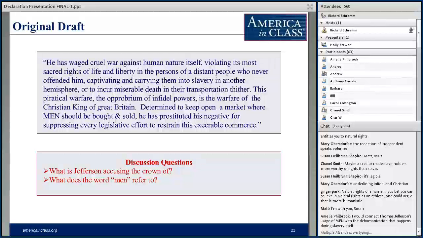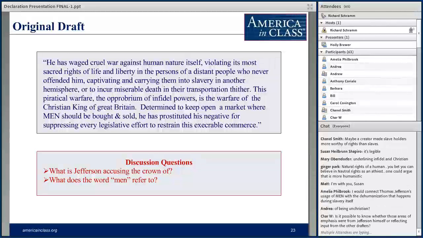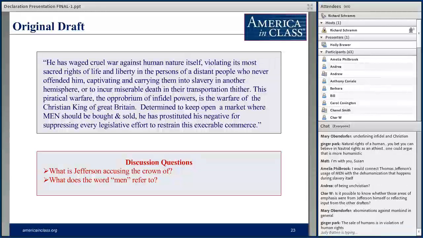He has waged cruel war against human nature itself, violating its most sacred rights of life and liberty in the persons of a distant people who never offended him, captivating and carrying them into slavery in another hemisphere, or to incur miserable death in their transportation thither. This piratical warfare, the opprobrium of infidel powers, is the warfare of the Christian King of Great Britain. Determined to keep an open market where men should be bought and sold, he has prostituted his negative for suppressing every legislative effort to restrain this execrable commerce.